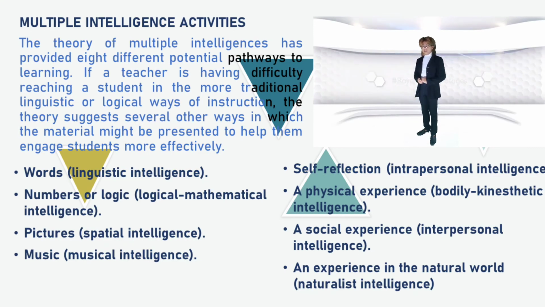Multiple intelligence activities. One of the most significant results of the theory of multiple intelligence is that it provides 8 different potential pathways to learning. If a teacher is having difficulty reaching students in the more traditional linguistic or logical ways of instruction, the theory of multiple intelligence suggests several other ways in which the material might be presented to facilitate effective learning.